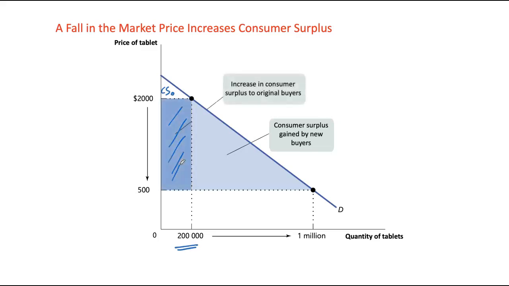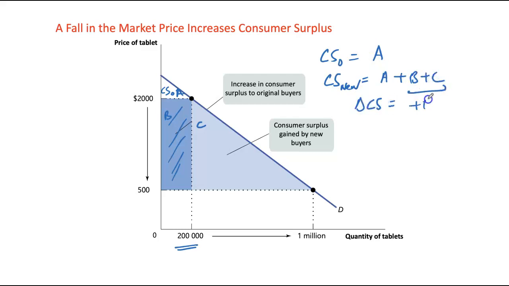And this is your additional consumer surplus coming from original buyers. Overall change in consumer surplus would be both of these areas. So if I label it as A, B, C, original consumer surplus was only area A, and the new consumer surplus is A, B, C. The change in consumer surplus is given by these two. So we have gain of B and gain of C.